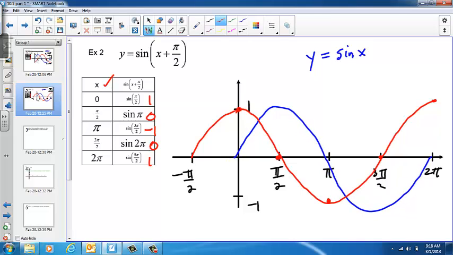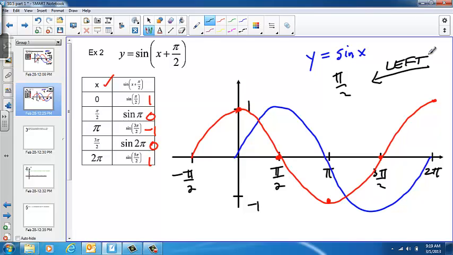So what we can say is this, that this graph, plugging x plus pi over 2 for each x, moves the graph pi over 2 units, this time to the left.